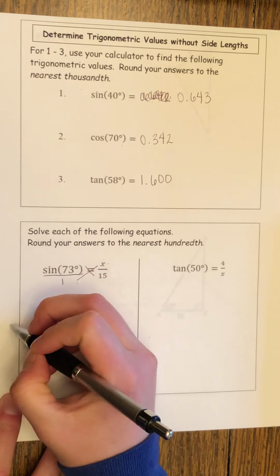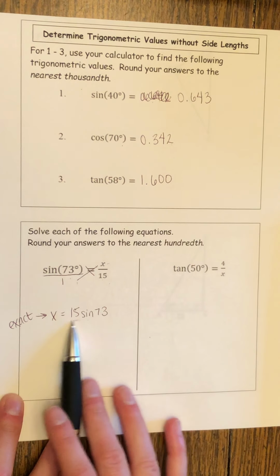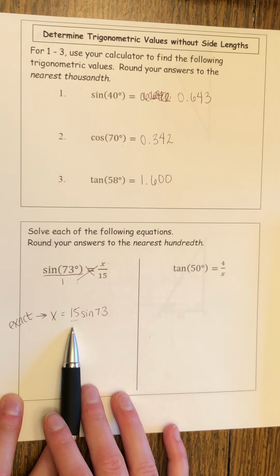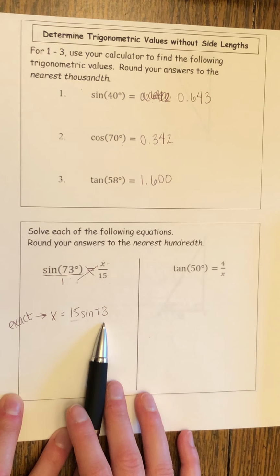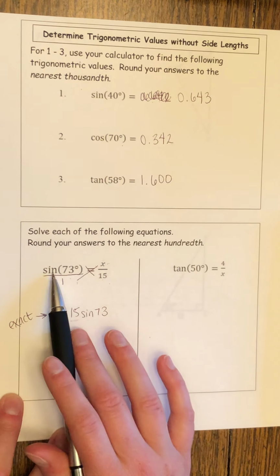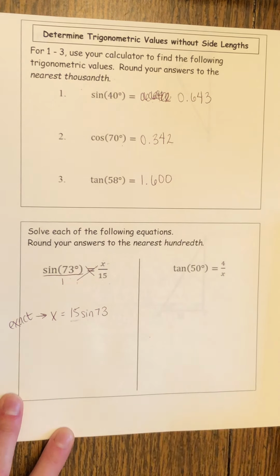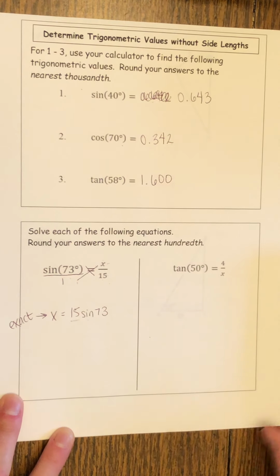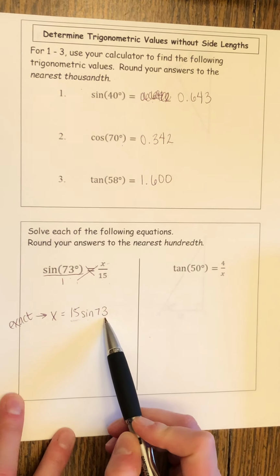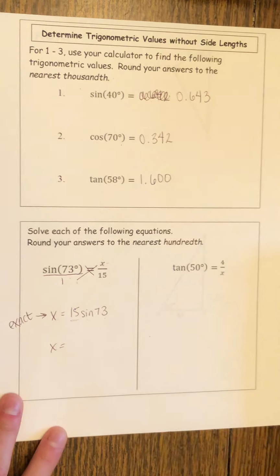Now, what I have right here is the exact value of x. And I want to know what that is. So that's why I didn't just type in sine of 73 into my calculator right away, because the calculator gives us a big long decimal that goes on and on and on forever. So sometimes I want to know what the exact value is before you tell me the rounded value. So these problems on this slide are telling you to round to the nearest hundredth.